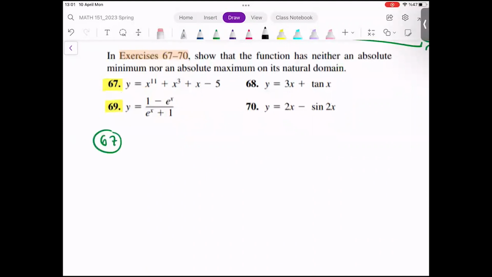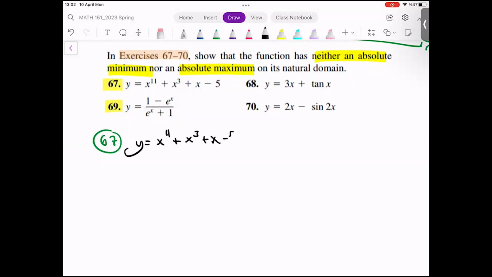Okay, so what do we want to do? We want to show that this function has neither an absolute minimum nor an absolute maximum value on its natural domain. So, of course, for finding absolute maximum values, we always start with the same thing: find critical points.